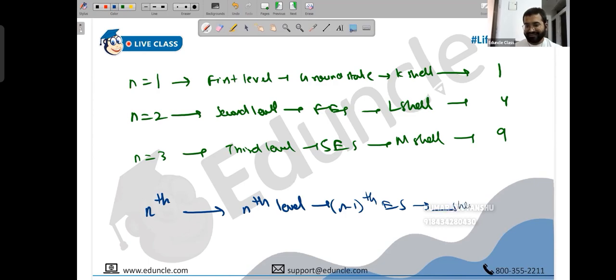Whatever shell, we don't care. And then we have got n square, because 1, 4, 9, which is 1 square, 2 square, 3 square, and then we have got n square. So please note, the degeneracy formula for hydrogen atom is n square. And don't worry, this is not the happy realization yet. I'm yet to give you the happy realization.